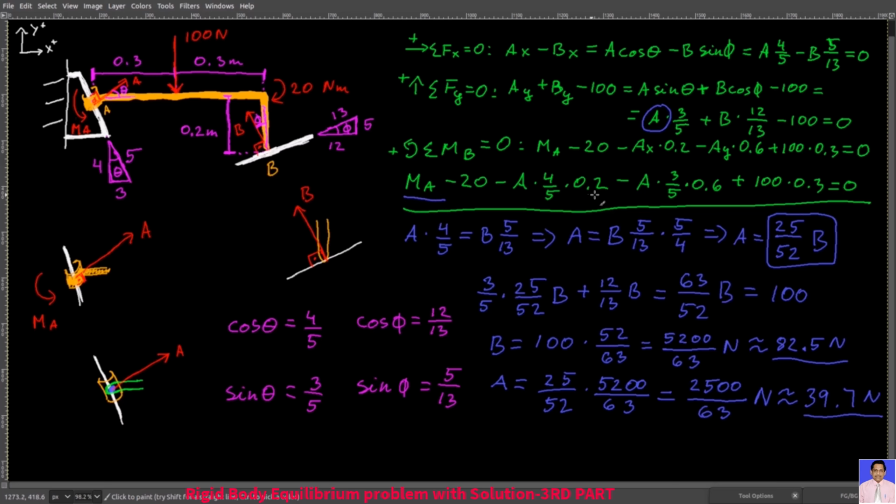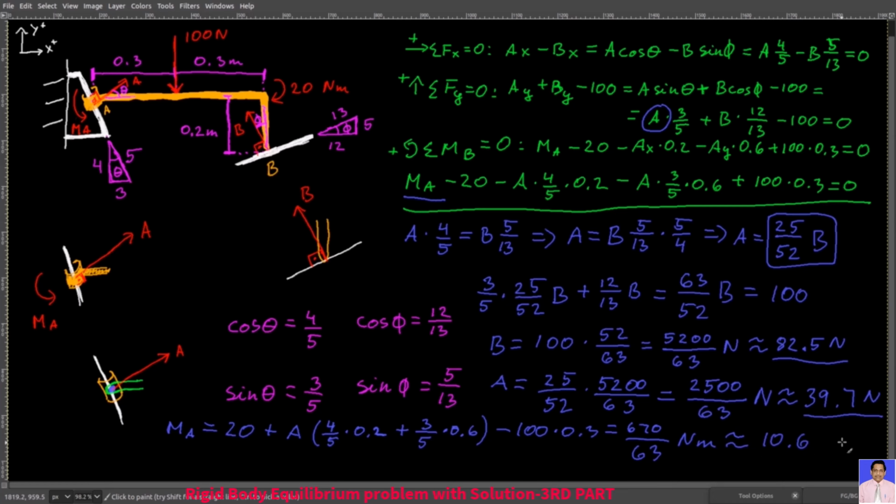So you simply need to rearrange this final equation. If you do that, then you will have MA equals, and then all this, which is 670/63 Newton meters, or approximately 10.6 Newton meters. And there you go. You have the reaction forces and moments. They're all positive. That means that your initial assumption about their directions was correct.